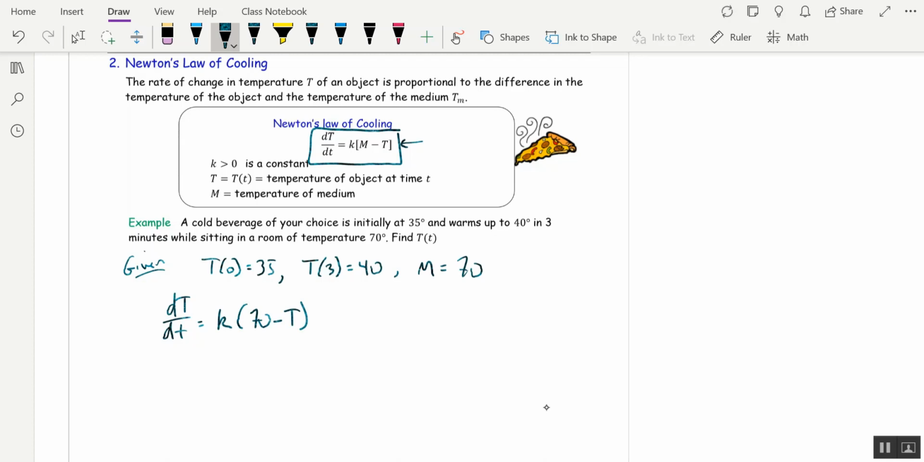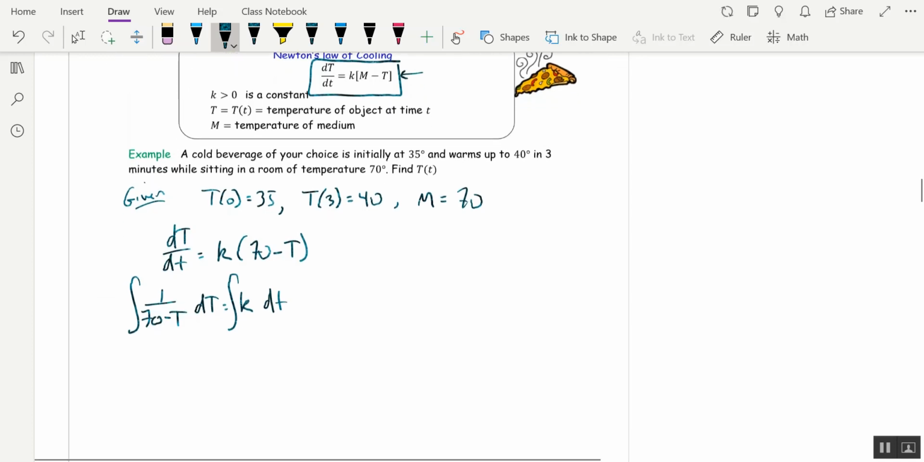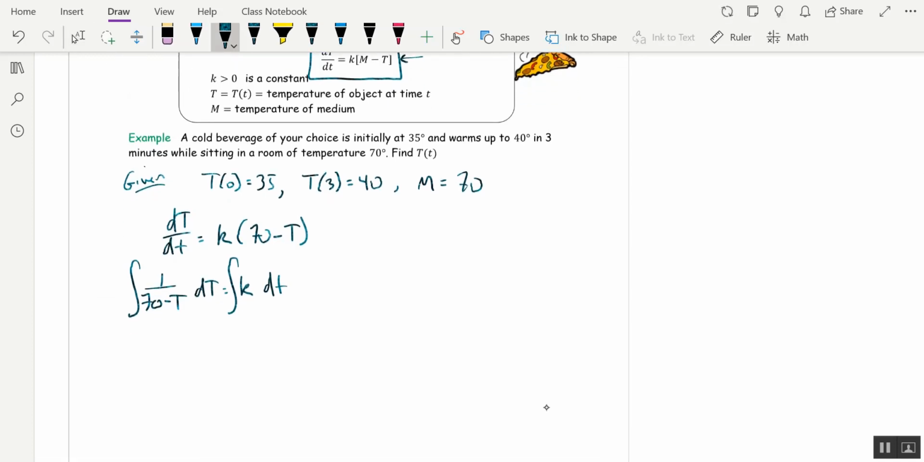I'm going to separate the variables. So I'm going to bring the 70 minus T to the left: 1 over (70 minus T) dT is K, which is constant, dt. Integrate, integrate. On the left, do a u-sub in your head, but be careful. There's a negative in front of that T. So negative ln absolute value of 70 minus T. And on the right, I get Kt plus a constant C.